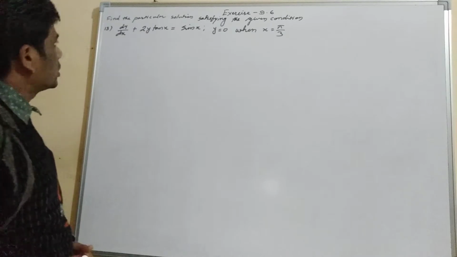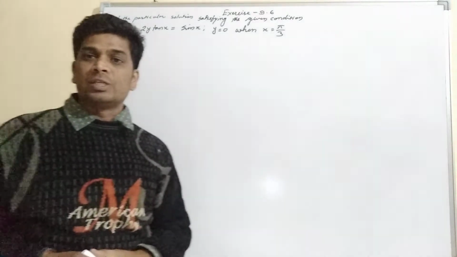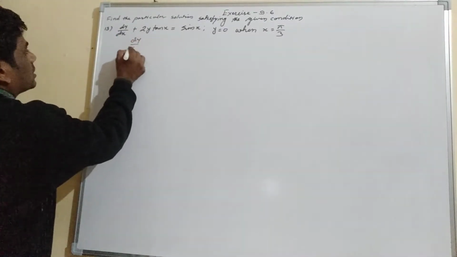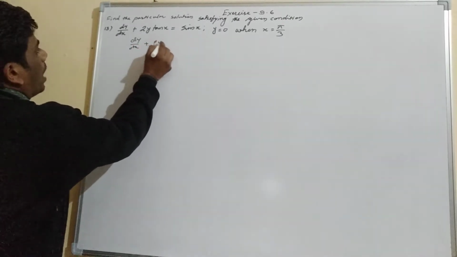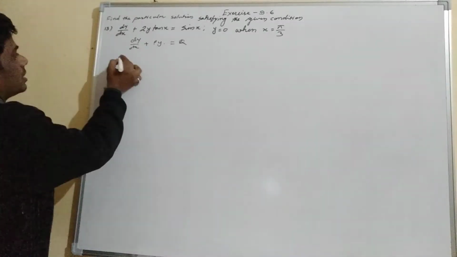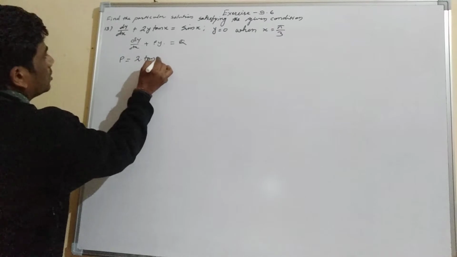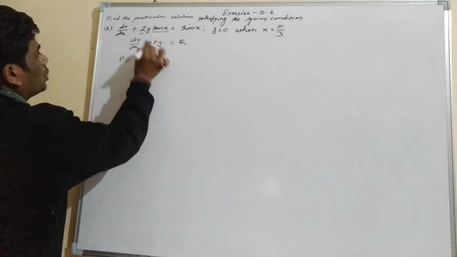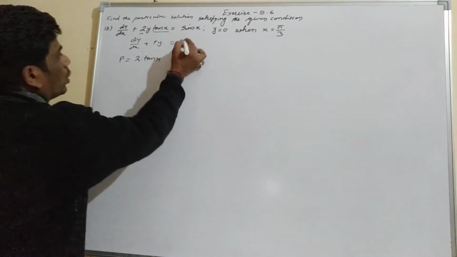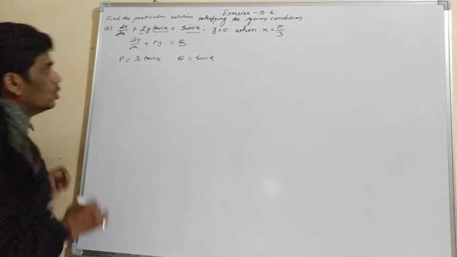First, compare the given first order linear differential equation with dy/dx + p y = q. If you compare with this, you will get the value of p. P will be 2 tan x, because 2 tan x into y will be p y. So 2 tan x will be p and q will be sin x. Q equals sin x.